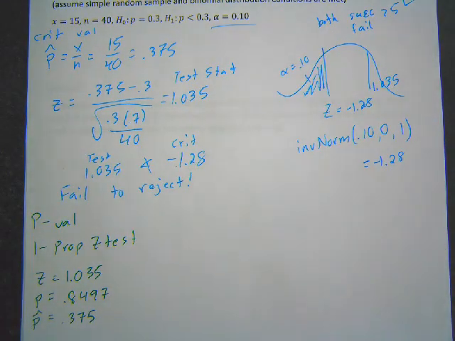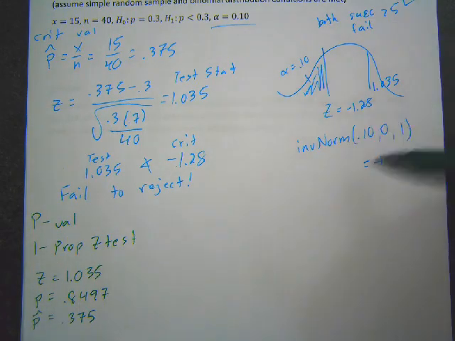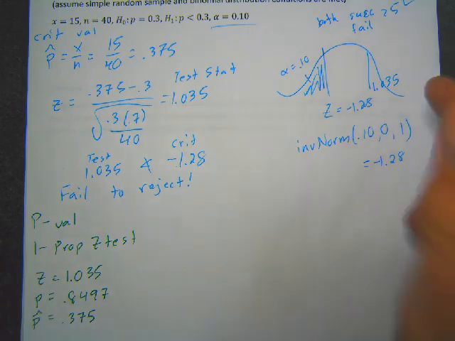I did it by hand once to show you, but from here on out I'll probably do the p-value method first, and then we'll just figure out the critical value to finish off the critical value method.